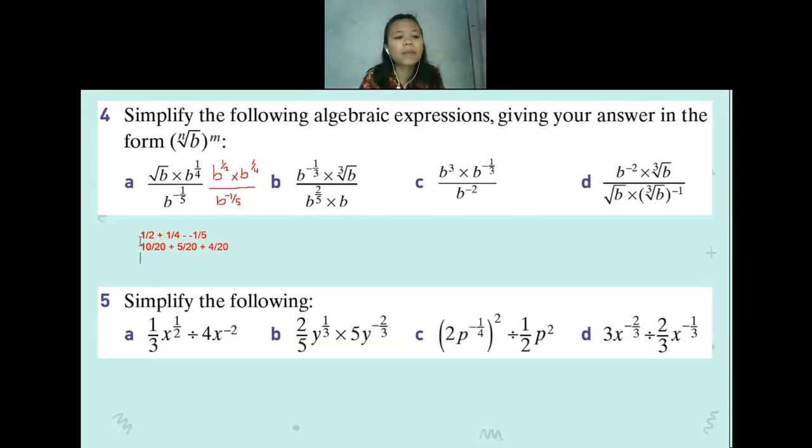So we can plus them: 10 plus 5 plus 4. In total, it will be 19 per 20. So the final answer, we can write it as 20 root of b to the power of 19. The 20 is the root, and then this is b, and after that, it will be to the power of 19.